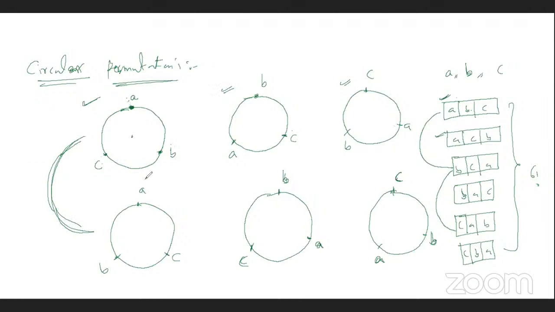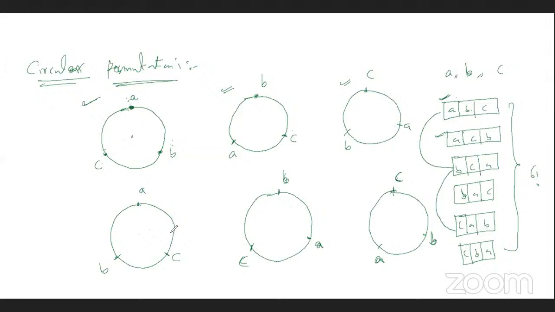Observe this. Here ABC clockwise, here ABC anticlockwise. So it means A's right neighborhood and left neighborhood are different from A's neighbors here. Right? Yes, sir. A's right neighborhood and left neighborhood are different in this arrangement compared with this. Here A's right neighbor is suppose B, here A's right neighbor is C. So these two arrangements are clearly different. So these two are not the same. Right?